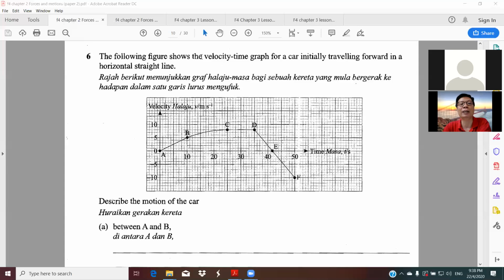Another fellow come in, Harshini. From MGS, Harshini.